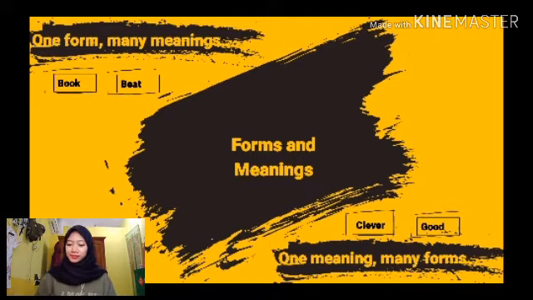How can? Okay, the meaning of good in bahasa is bagus, but we can use the other words as the other forms for defining bagus. We can use well, we can use nice, we can use best for defining the good. That's called one meaning, many forms.